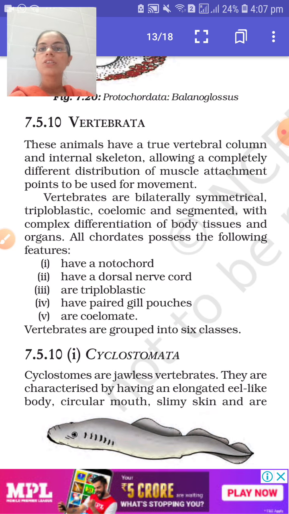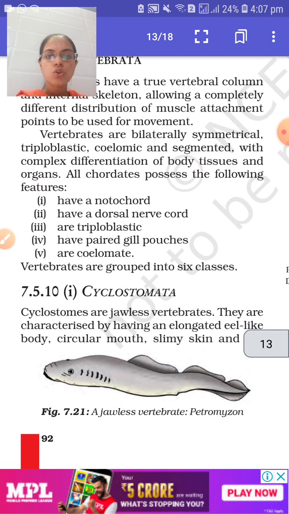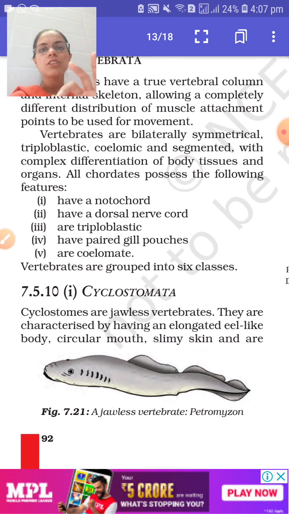Today we will learn the 3 different classes of the vertebrates. First of all is the cyclostomata. Cyclostomes are the jawless vertebrates. What do you mean by jawless? We have 2 jaws, the maxilla and the mandible. These organisms do not have jaws. They are jawless. They are characterized by having an elongated eel-like body. Elongated means long, eel-like means a fish-like body.